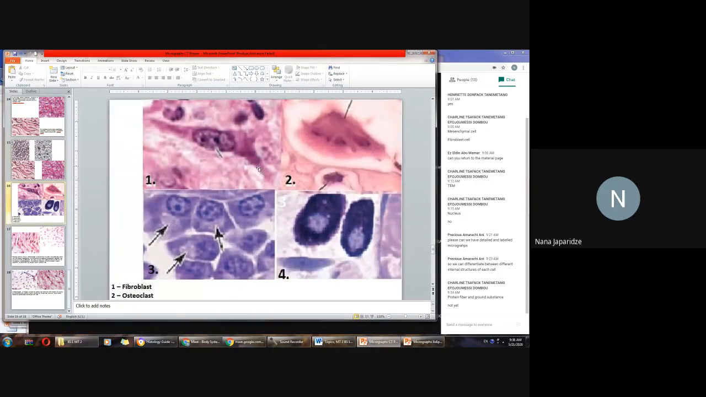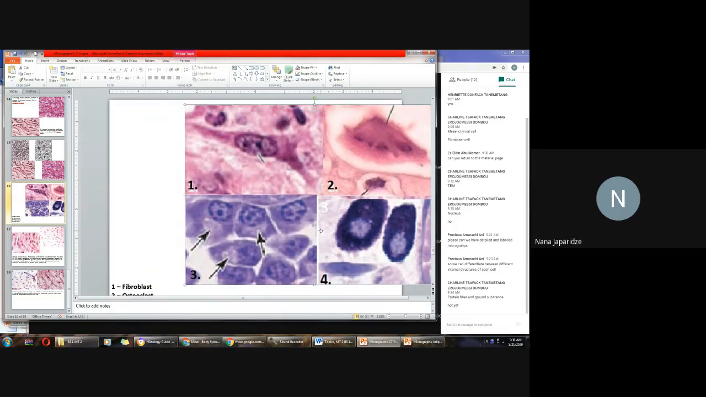What type of cells do we have here? I think these micrographs have small resolution, and after zooming they do not look very good, but okay, I will improve that. So this is fibroblast. This one is osteoclast. This one, plasma cells and mast cells.